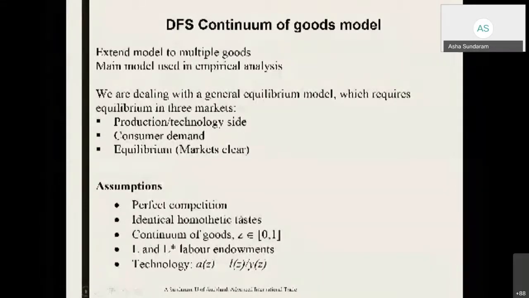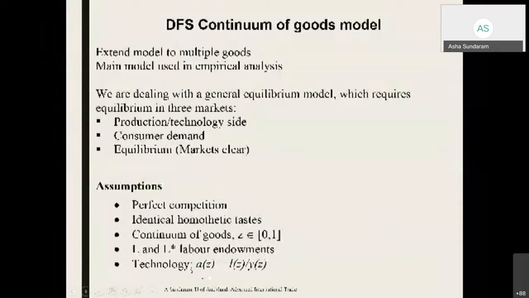Assumptions. Perfect competition, identical homothetic tastes. As I said, trade theory doesn't have much to say on consumer heterogeneity. You have a continuum of goods. This is where the extension comes in: this is Ricardo 2x2 extended to an infinite continuum of goods. We have labor endowments. L is the labor endowment at home, and L star is the labor endowment in the foreign country. Whenever I say star, just remember that it's foreign.